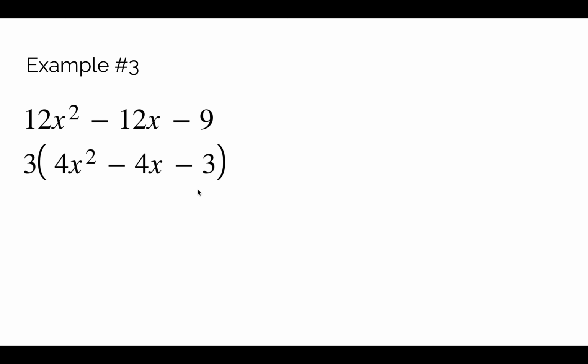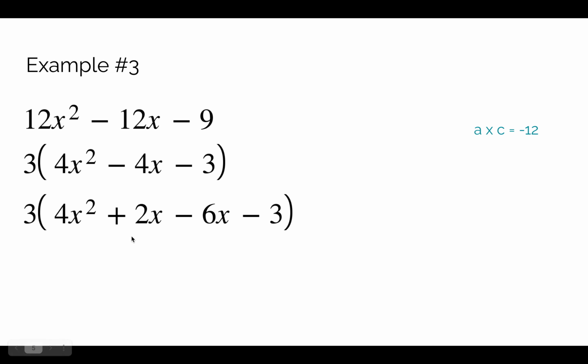And this is much smaller than this. And if we look at the a value and b value and c value, we have a equals 4, b equals negative 4, and c equals negative 3. So a times c is equal to negative 12. So now we need to find factors that when multiplied together give you negative 12, but when you add them give you negative 4. So in this case, those two numbers are positive 2x and negative 6x.